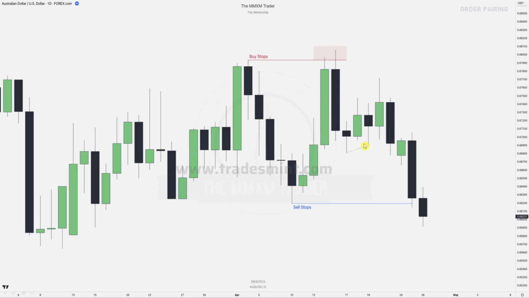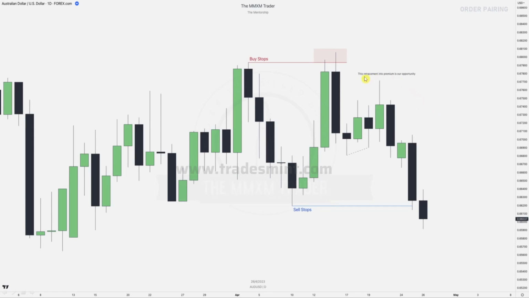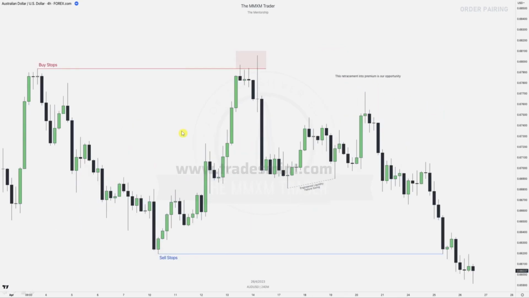Now, where do we get in if we want to participate in this move down? We want to be in a premium level, right? So we need to dive into a lower time frame so we can see more structure, because this is the daily chart, right? So we have a more clear picture if we go into a 1 hour chart. And in the 1 hour chart, we will see this retracement into premium as our opportunity. Right, it's a 4 hour chart on Australian dollar, US dollar.